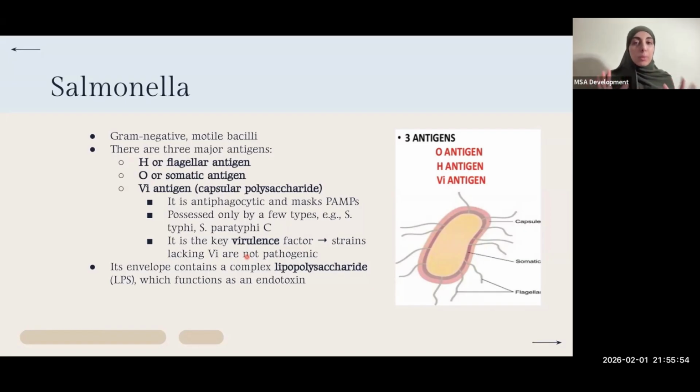VI, which is the capsular polysaccharide, is the virulence factor. Why? Because it's antiphagocytic. So, it prevents the phagocytosis and destruction of Salmonella. It's like a protection for it. It's only possessed by a few types of Salmonella, like Salmonella typhi and Paratyphi. And this is why Salmonella typhi and Paratyphi cause a distinct disease, which is typhoid fever. Okay?